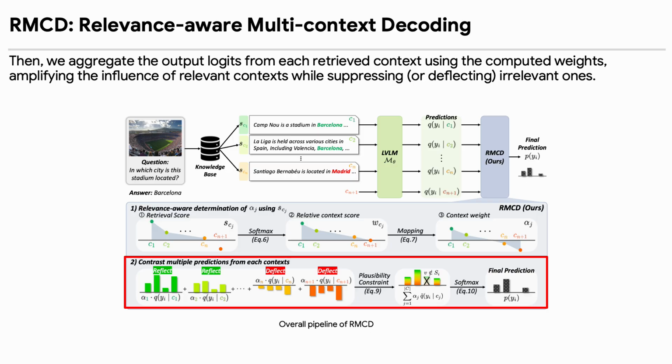Intuitively, predictions from good contexts are emphasized, while predictions from poor contexts are downweighted, and with negative weights, they are effectively cancelled in the opposite direction. Importantly, RMCD is a decoding method applied only at inference time with no additional training.